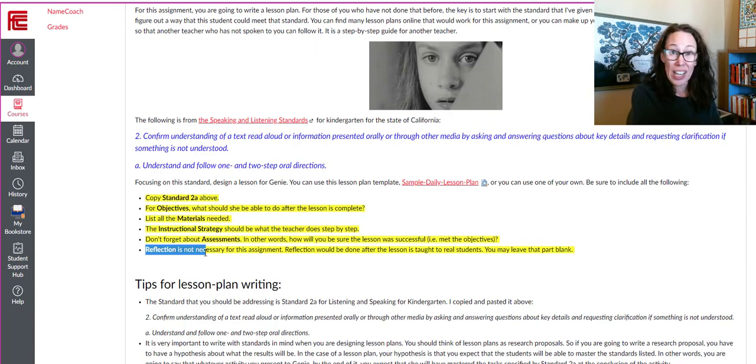On the reflection, we can't really do a reflection for this because a reflection would involve actually going out and teaching the lesson to some real students and then reflecting on, okay, did that work or did that not work? How could that have gone better? What would I do better next time? And we don't really have the opportunity to do that in this situation. So don't put anything for reflection. You can just leave that blank, although it is on the lesson plan template that you'll see.